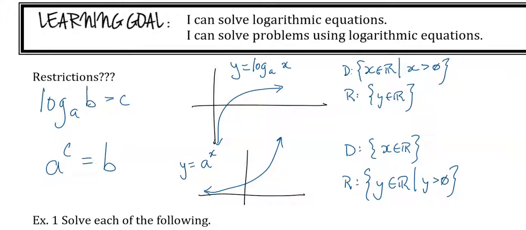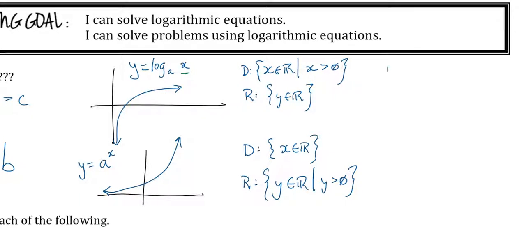So now, what does x in this graph correspond to in our expression, our statement over here? B. X is b. Right, our x is our b. So what does that tell us about a logarithmic function? Our restriction is that b has to be greater than 0. Not greater than or equal to, greater than 0.